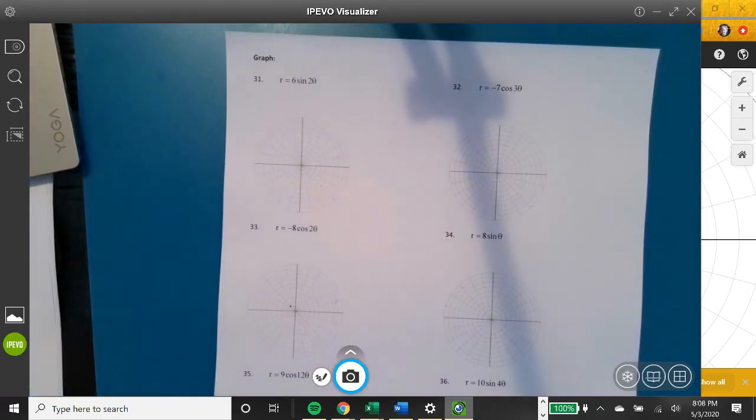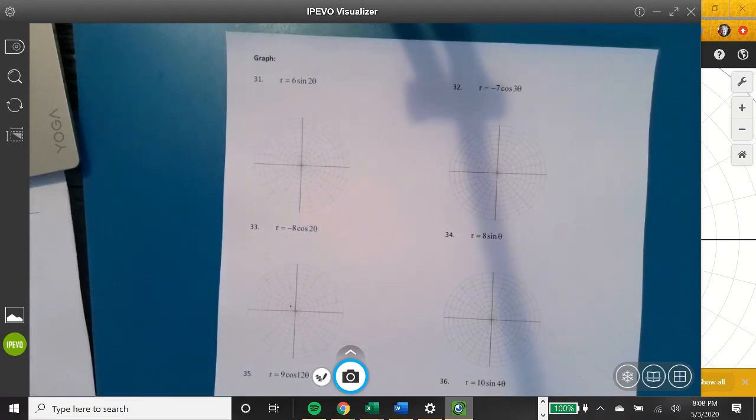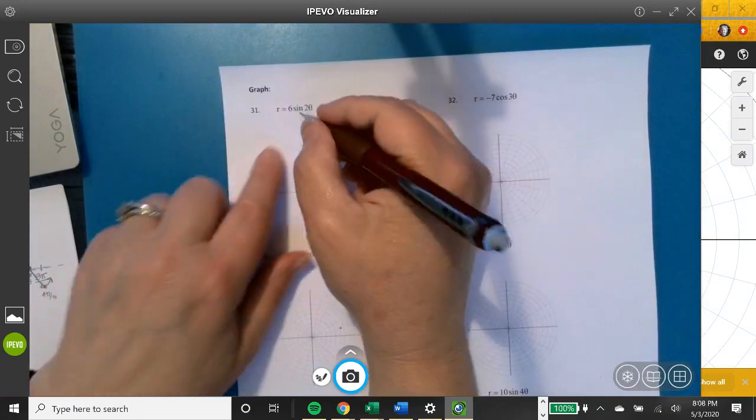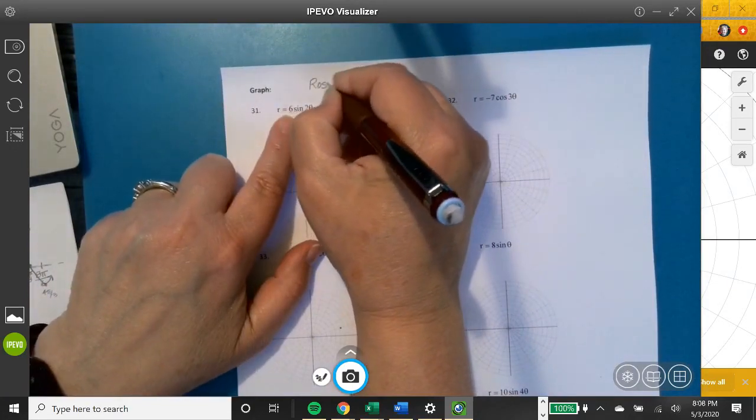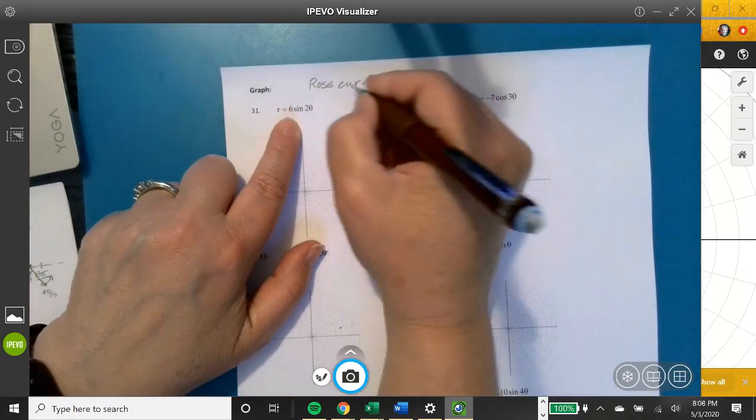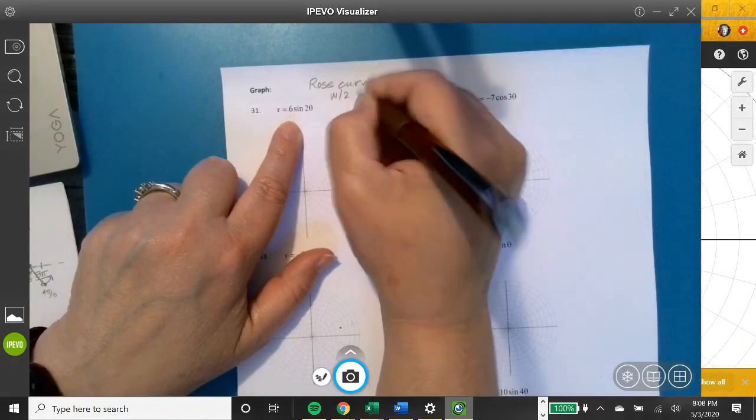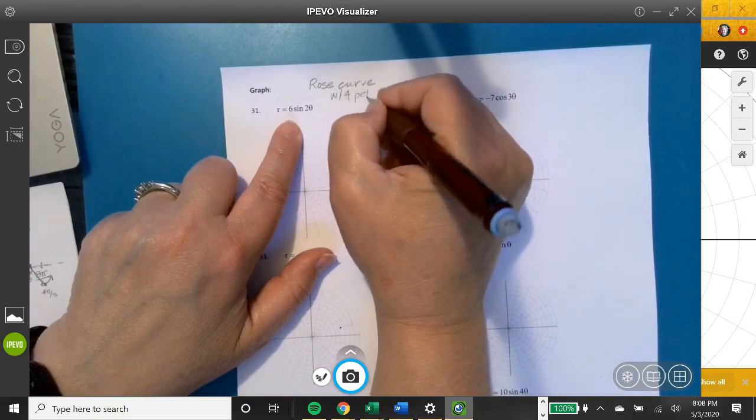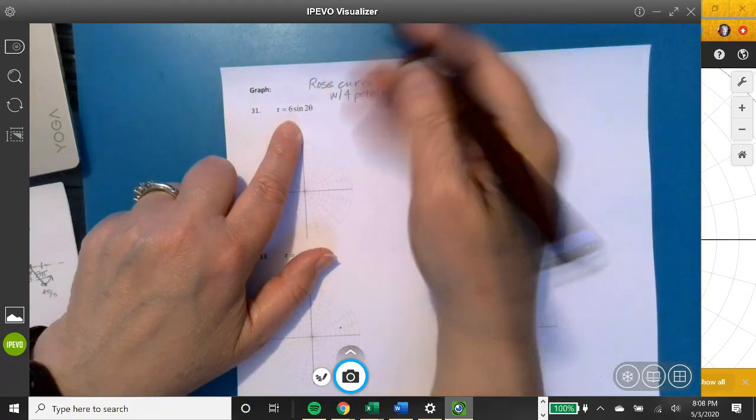R equals 6 times sine of 2 theta. Well, what do we know about it? We know that we have a b factor here that's 2. And so it's even. So we know already before we start that this is a rose curve with, I'm sorry, try again, 4 petals because the b factor is 2. So this is 4 petals. And we know the length is 6.